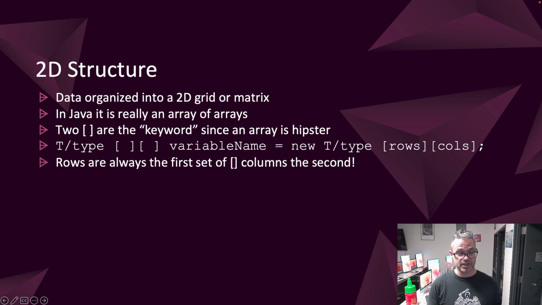And as you can see right here, I have type 2D array variable name equals a new type, passing it the rows and columns to specify that. And rows will always be that first set of square brackets. Columns will be the second set of square brackets when we actually take a look at the 2D array itself.